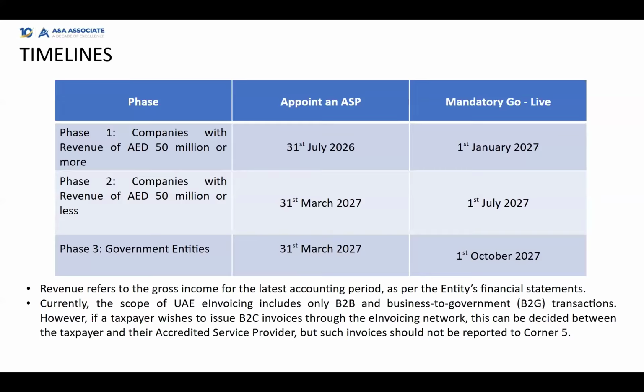Now, when we determine the threshold, that means your revenue category, it is the gross income that is being reported as per the financial statements of the company.